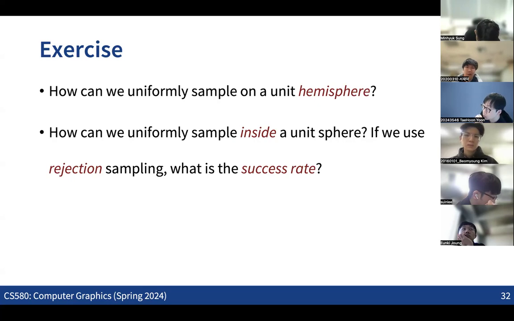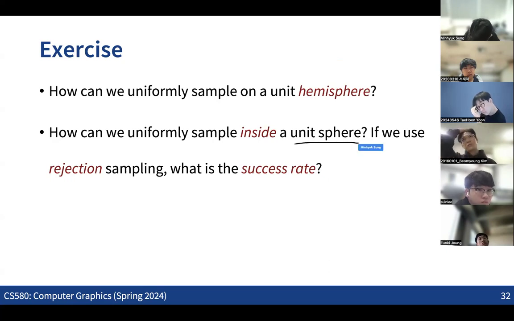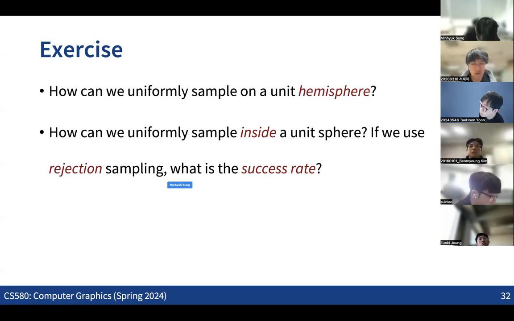We can also consider uniformly sampling points not on the surface of the sphere, sorry, but inside the unit sphere. In those cases, what should be the r, theta and phi that we take? Also, for sampling points inside the unit sphere, we can consider rejection sampling. If we take rejection sampling, what would be the success rate? How efficient would this resampling be, depending on the bounding box that we have? Those might be questions to consider.